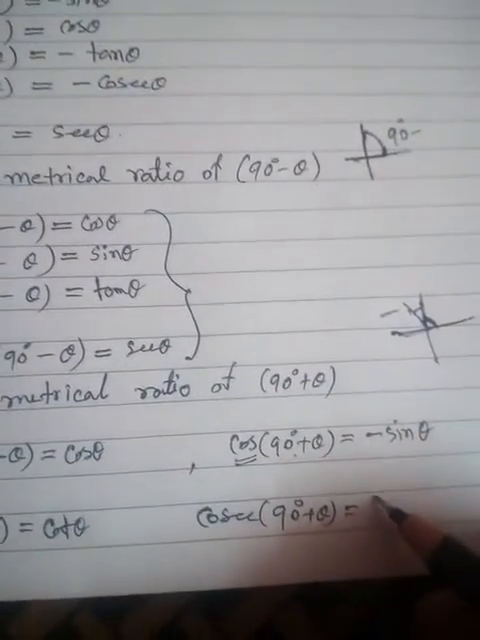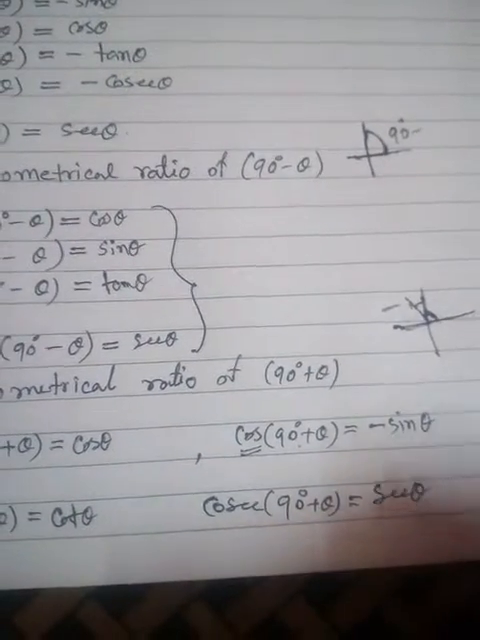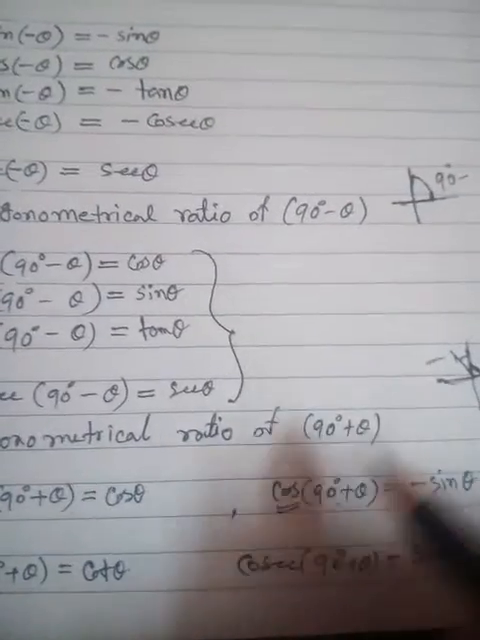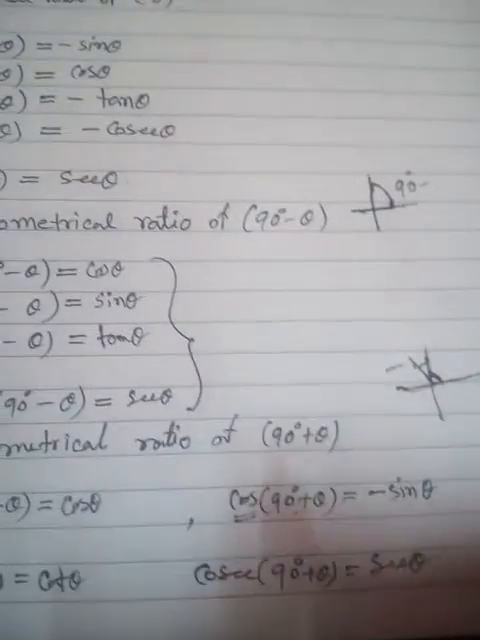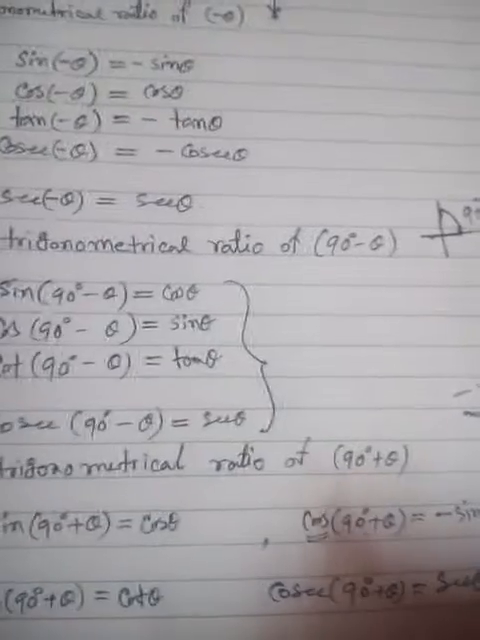Cosec 90 plus theta will be sec theta, because it is situated in the first quadrant.